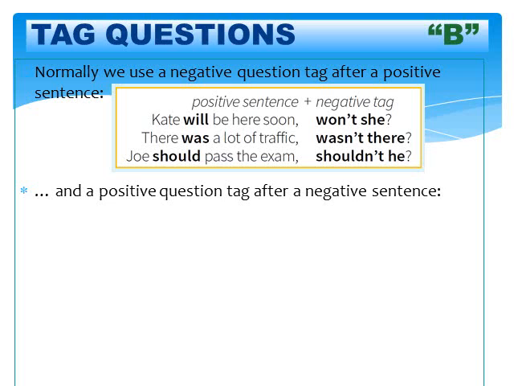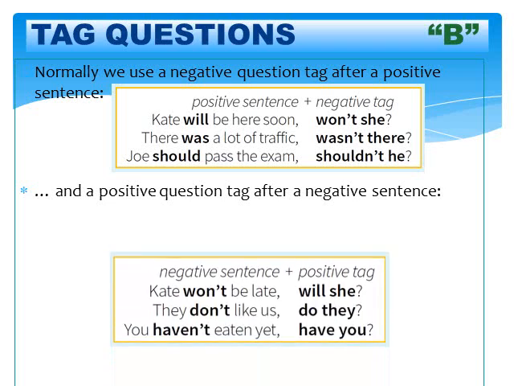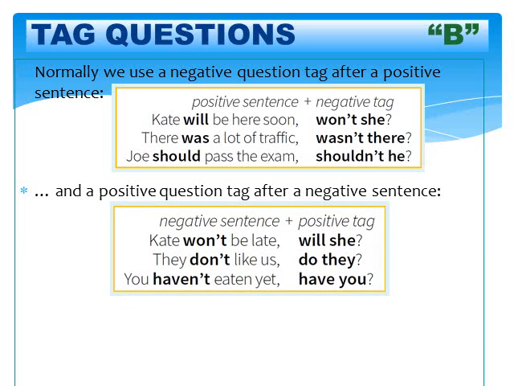And a positive question tag after a negative sentence. Look at this. Negative sentence, positive tag. Kate won't be late, will she? They don't like us, do they? And we also have: you haven't eaten yet, have you? Okay, don't forget about that.